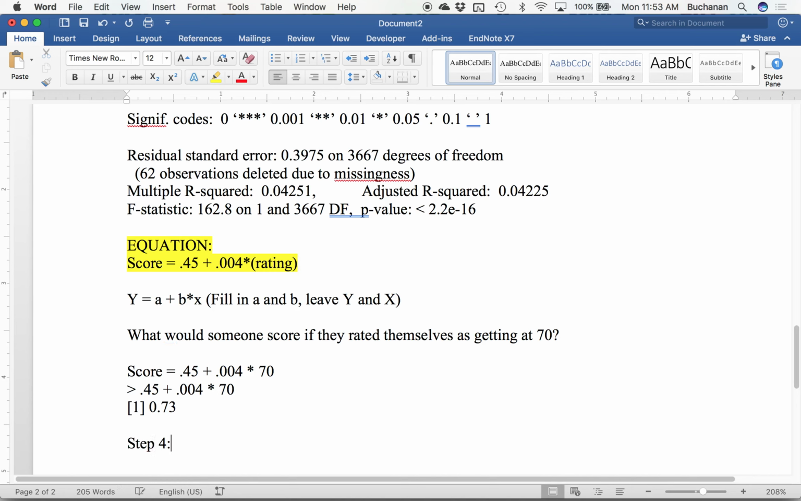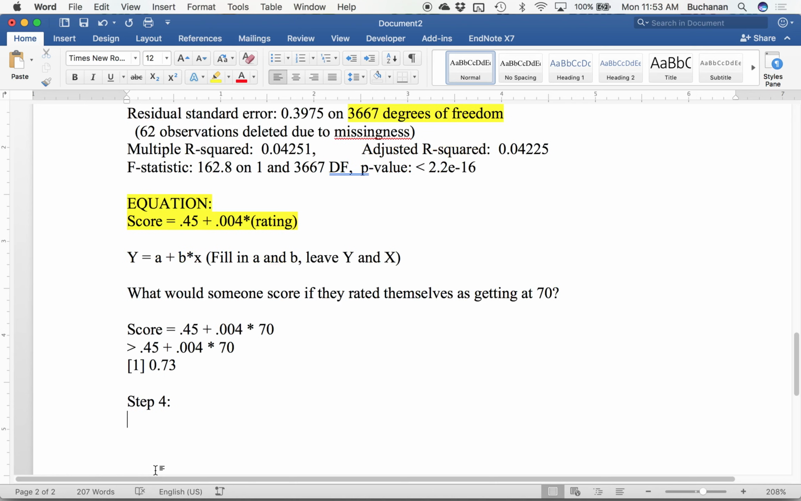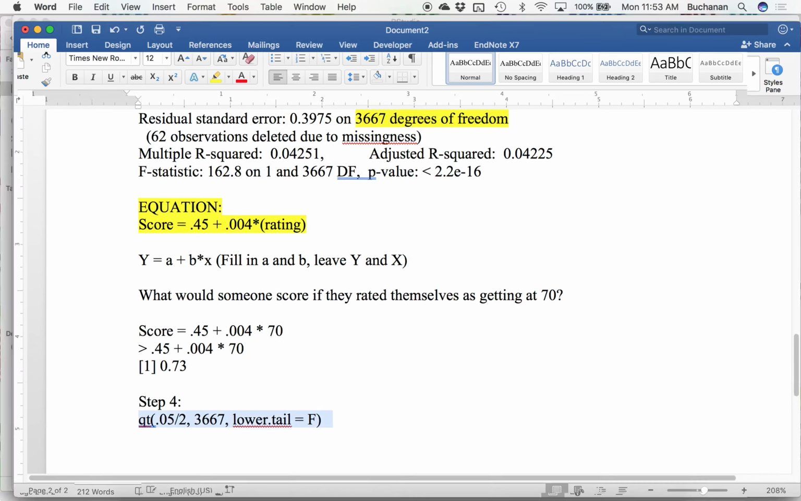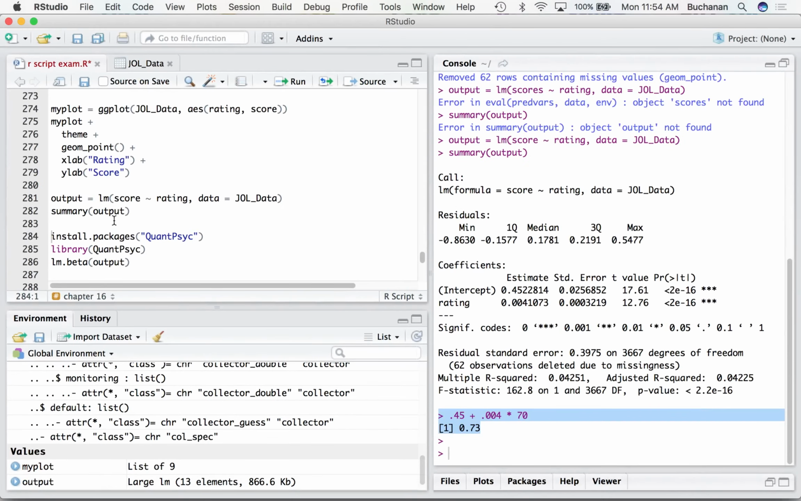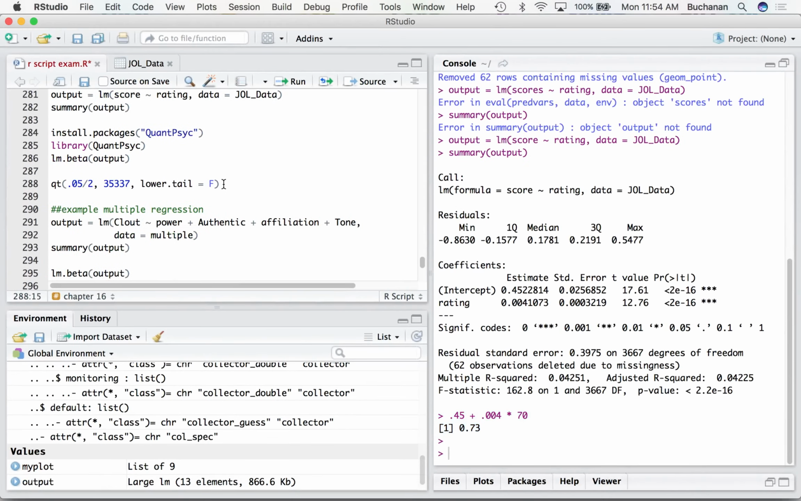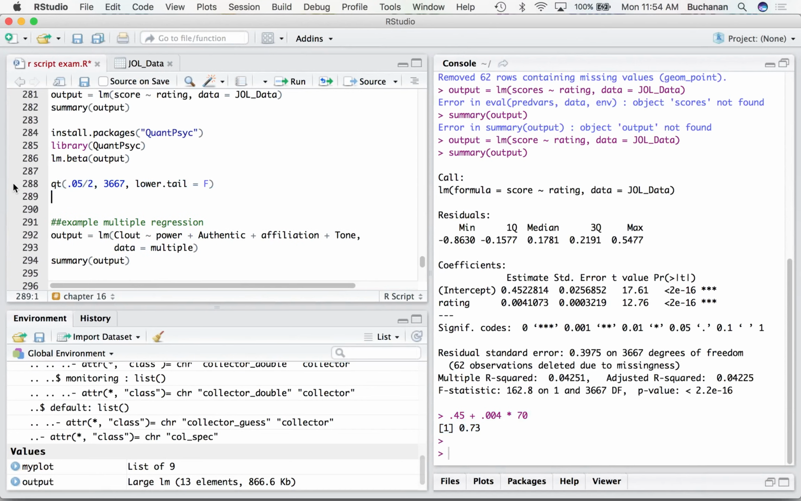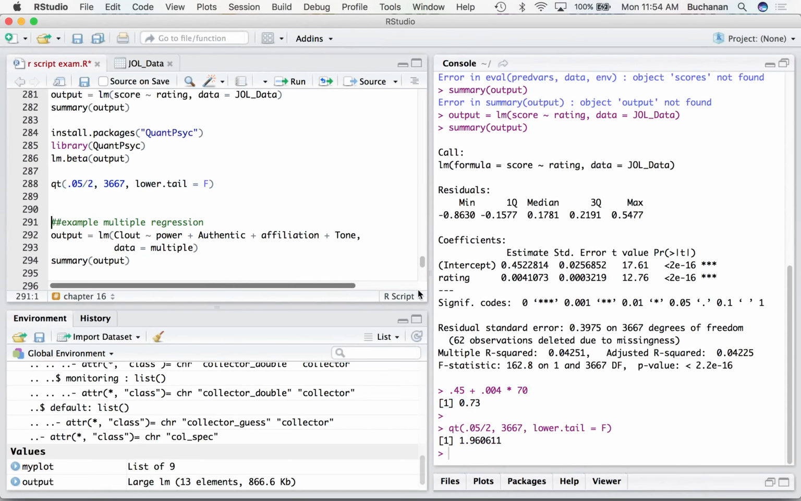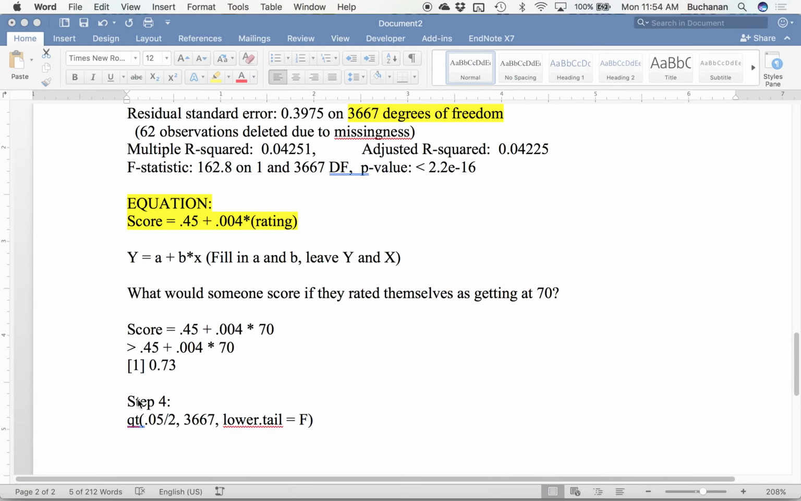Step 4 is to come up with a cutoff score. So I'm going to use these degrees of freedom here to come up with my cutoff score. So I've got qt, 0.05 divided by 2, 3,667, lower tail equals false. Come over here. And that's going to be what this line should be. Okay, I skipped beta, I'll come back to it. So it's 1.96.